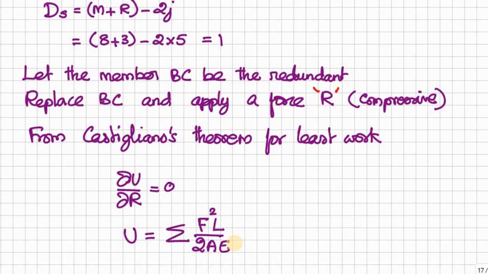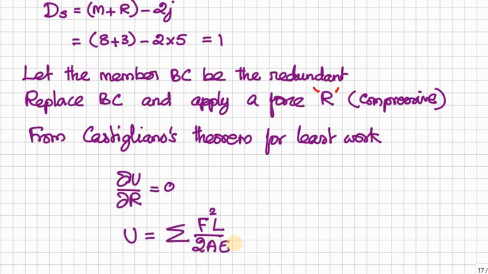So here we consider BC member as our redundant. Any member you can consider, but the structure after the removal of the redundant member should be stable, or should have a stable configuration. So that's why we remove member BC, because after removing BC, we could see the triangular configuration over the entire structure. So now replace the BC member and apply a force R, which is compressive in nature. Here you can also apply tension, no problem, but initially we assume the compression.